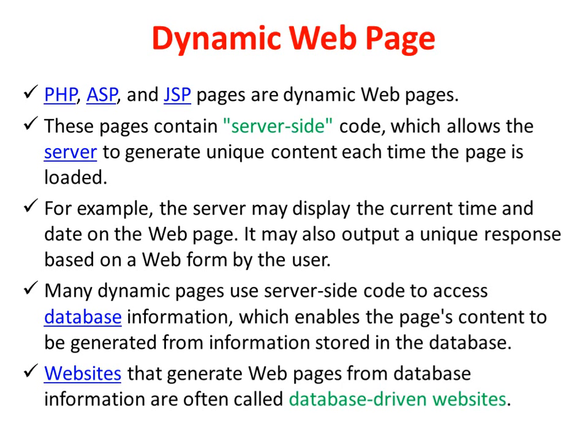Then what is a dynamic web page? PHP, ASP (active server pages), hypertext preprocessor and JSP pages are dynamic web pages. These pages contain server side code, while static web pages contain client side code, which allows the server to generate unique content each time the page is loaded. For example, the server may display the current time and date on the web page. It may also output a unique response based on a web form filled in by the user.